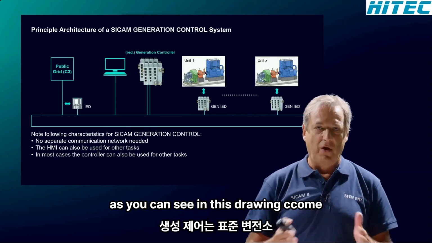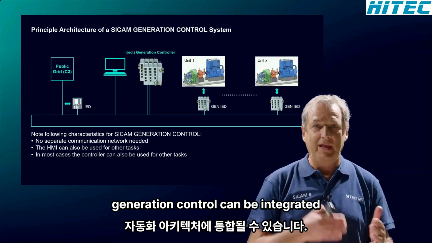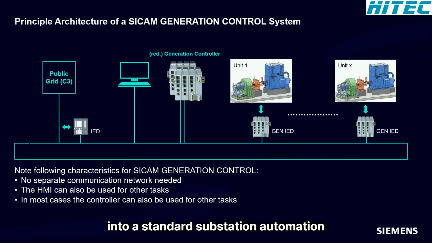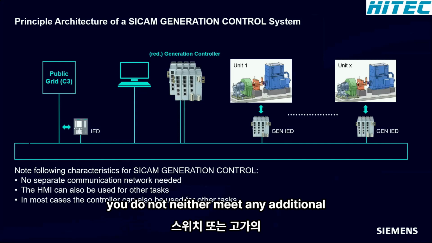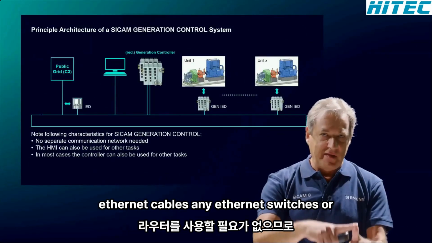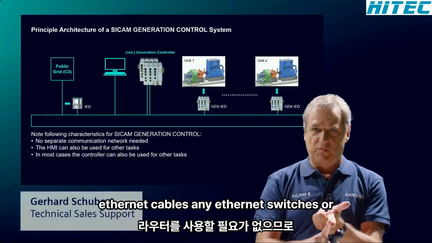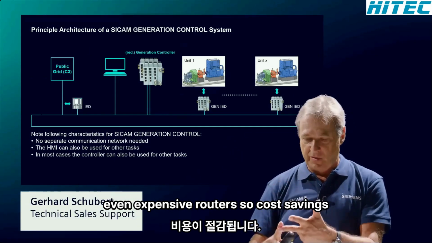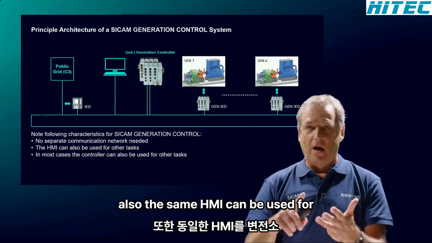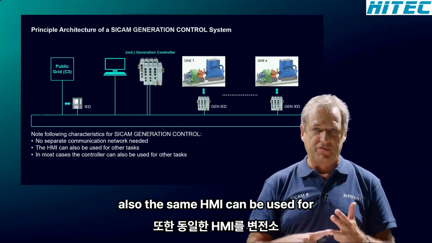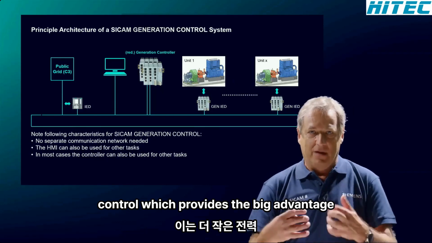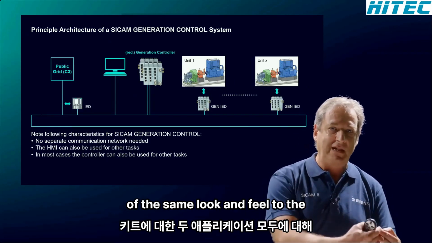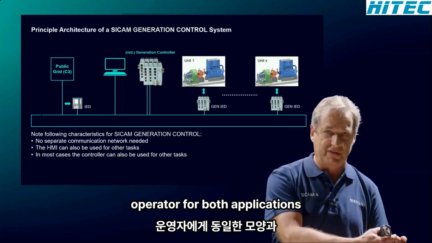As you can see in this drawing, SICAM generation control can be integrated into a standard substation automation architecture. This means in detail, you do neither need any additional Ethernet cables, any Ethernet switches, or even expensive routers, so cost savings. Also, the same HMI can be used for substation automation and generation control, which provides the big advantage of the same look and feel to the operator for both applications.